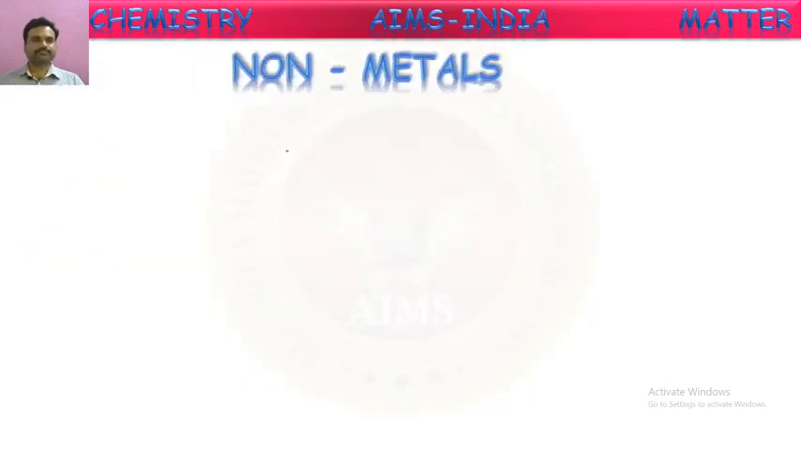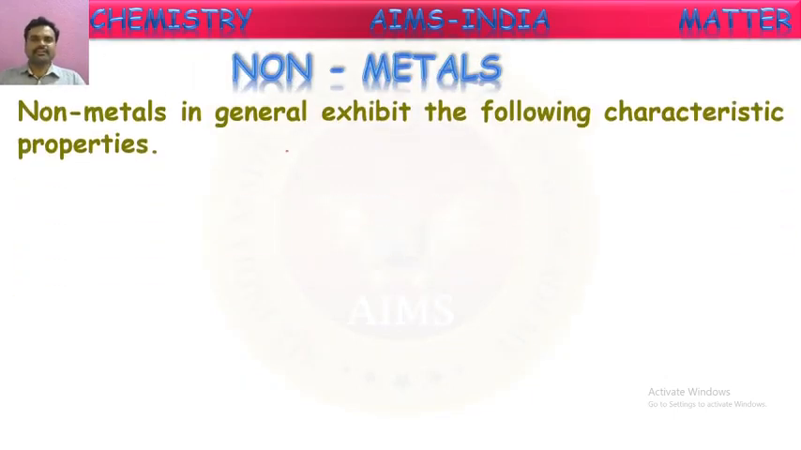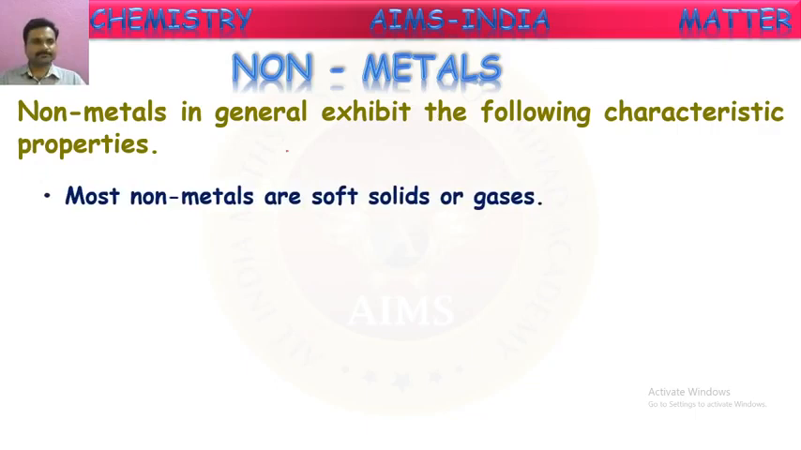Next, non-metals. Non-metals in general exhibit the following characteristic properties. So non-metals also have some peculiar properties. When substances exhibit these properties, they can be considered non-metals. What are those properties? Let us see here.